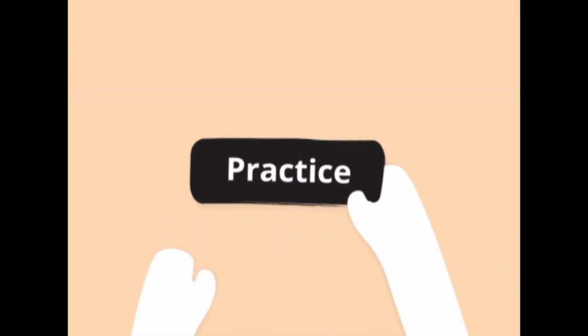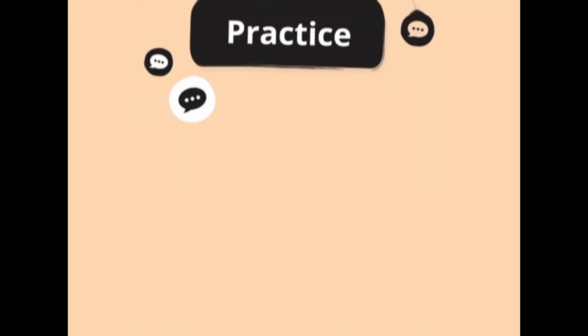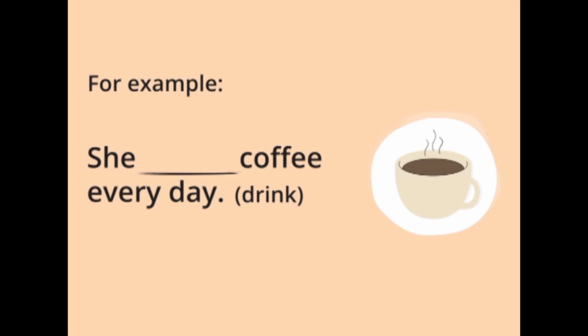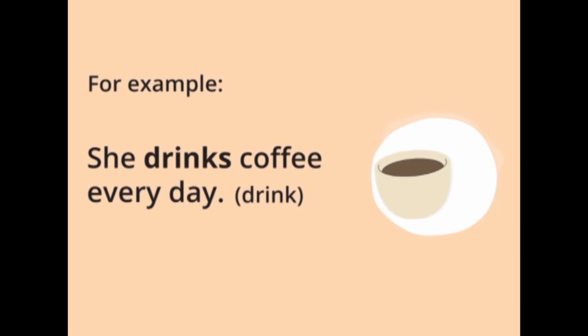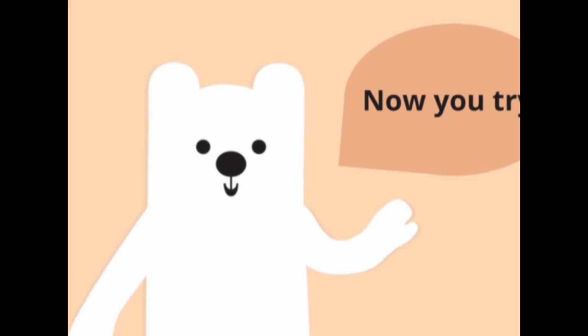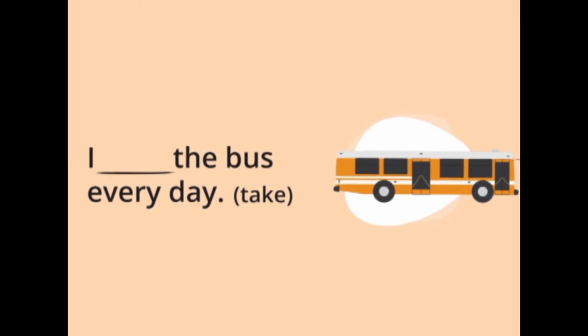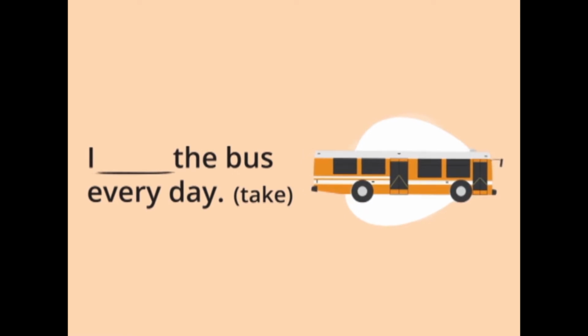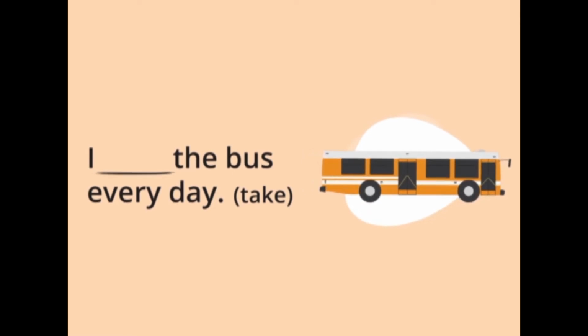Now let's practice. Look at the picture and say or write a simple present tense. For example, she does coffee every day. She drinks coffee every day. Now you try. I dash the bus every day. I take the bus every day.